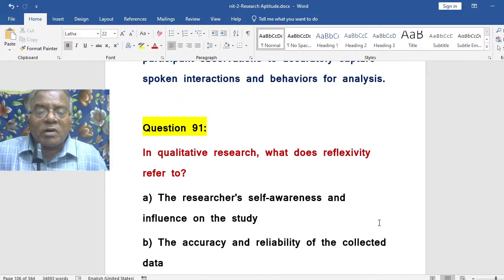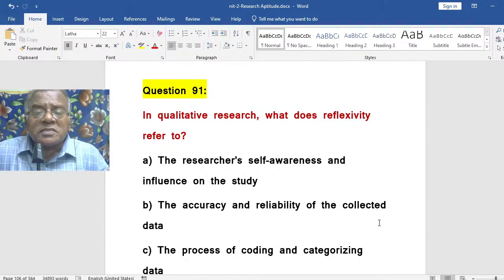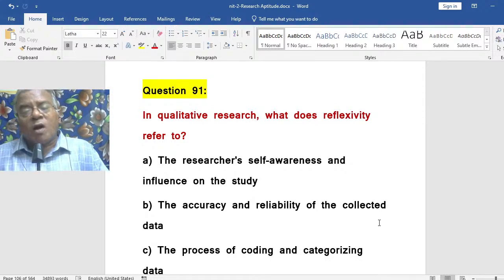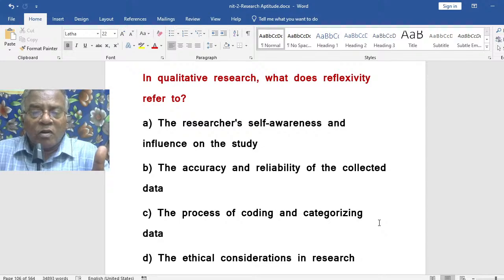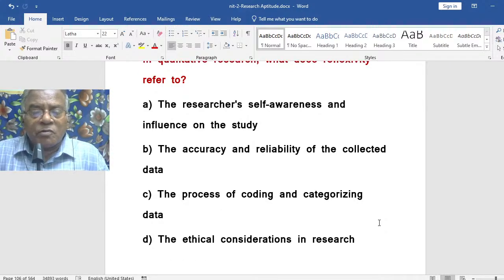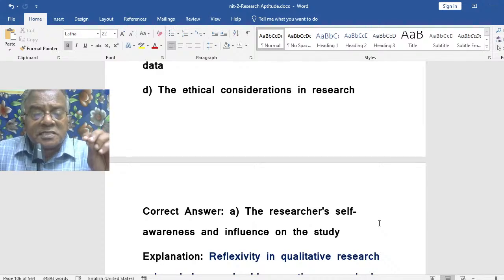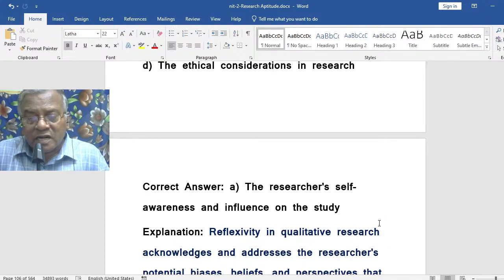So, next one. In qualitative research, what does reflexivity refer to? Reflexivity is very much a quality of a researcher in qualitative research. It is a characteristic of a qualitative researcher. What does this mean? We will just analyze. Just to see which is the correct one out of these four. Do you have some idea about it? By this time, you would have seen that it is the researcher's self-awareness and influence on the study.